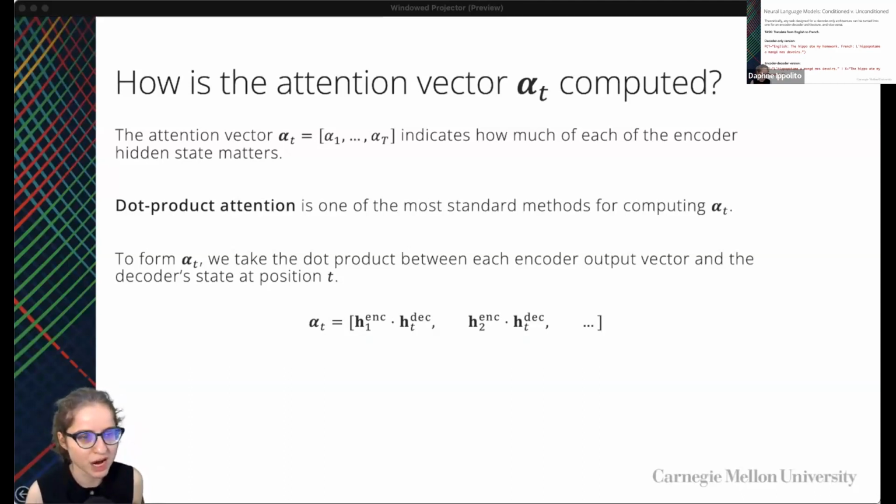So one of the more complicated things that people have tried is adding learned parameters in here. So you might have a weight matrix that gets learned in your attention, but that tends to not work much better than just doing this.